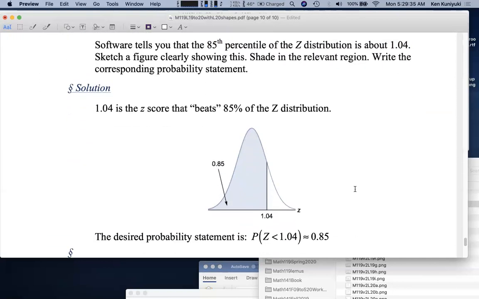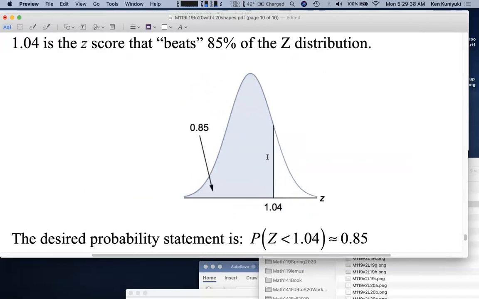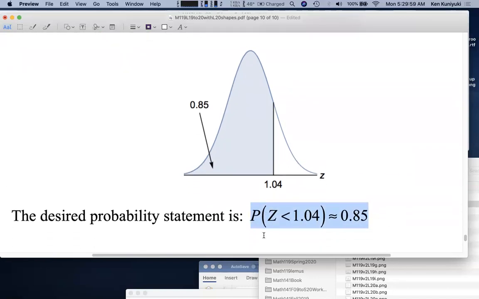All right, well, that's what this picture basically says. In order to beat 85% of the scores in the class, in order to be at the 85th percentile, you have to score about 1.04 standard deviations above the mean. Your z-score has to be about 1.04. And this is the corresponding probability statement. The probability that a standard normal z is less than 1.04 is about 0.85. So I gave you the 0.85, and I gave you in the hint that 1.04 was the 85th percentile of the standard normal z distribution.